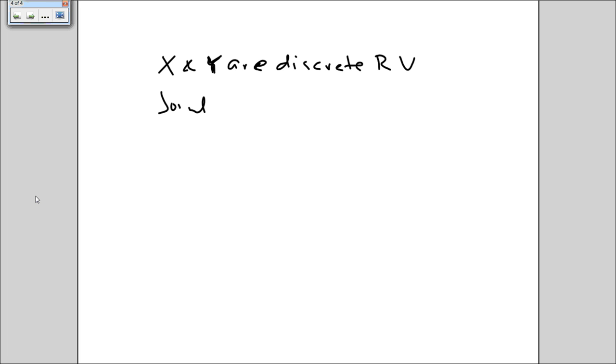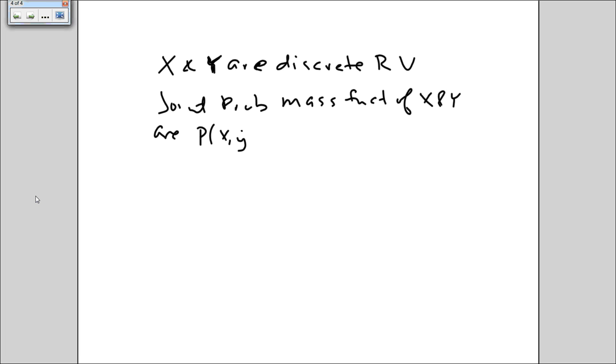Well, then the joint probability mass function of x and y, well, rho of xy is the probability that random variable X equals x and random variable Y equals y.